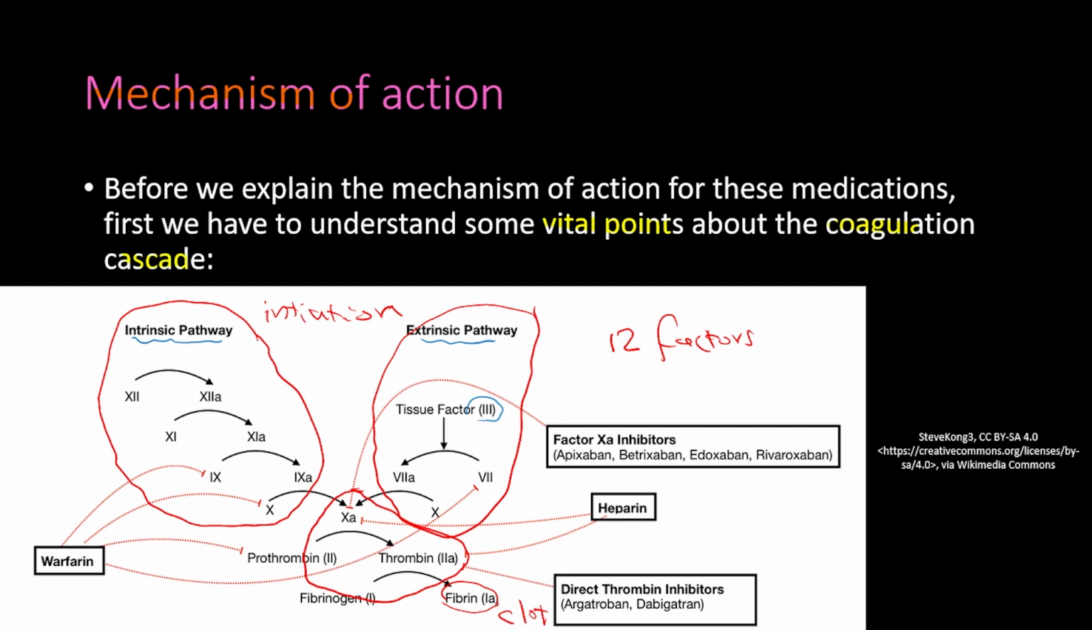And it is very important to know that we cannot inhibit the fibrinogen, which is factor 1 here. We cannot inhibit that because this would lead to severe bleeding. So we can only inhibit the other factors, and it is better to inhibit factor 10 or factor 2.